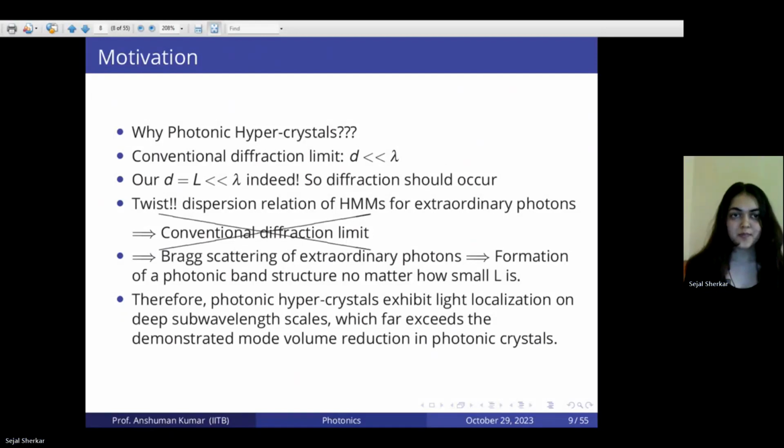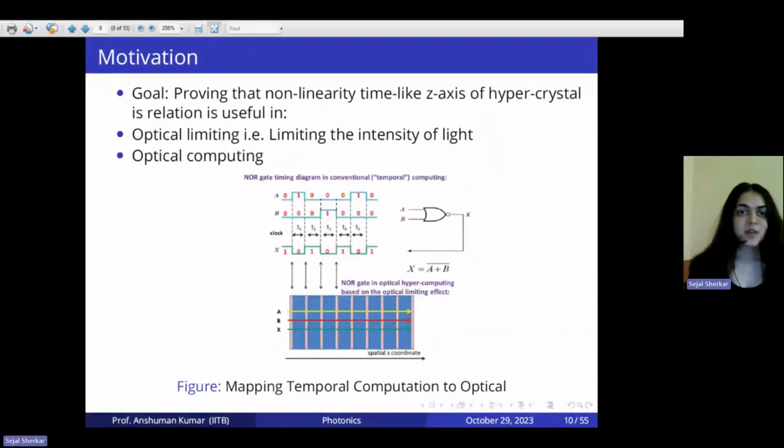So our goal is proving that nonlinearity along the time-like z-axis of the hypercrystal is useful in optical limiting, that is limiting the intensity of light, and optical computing.